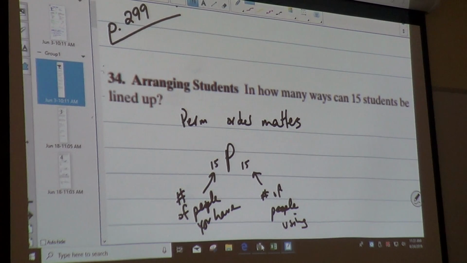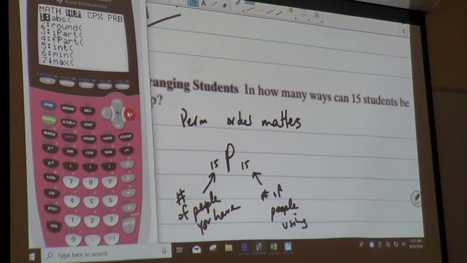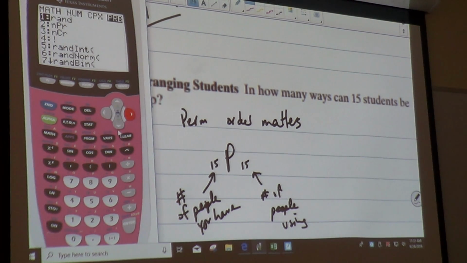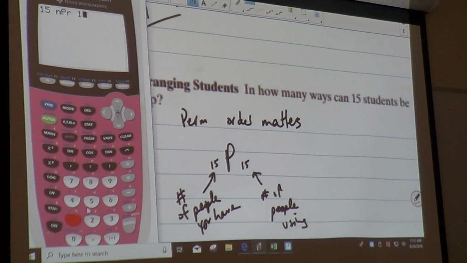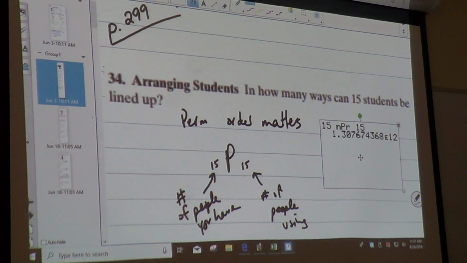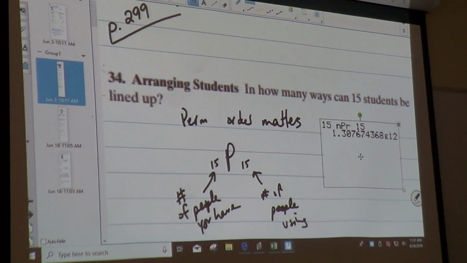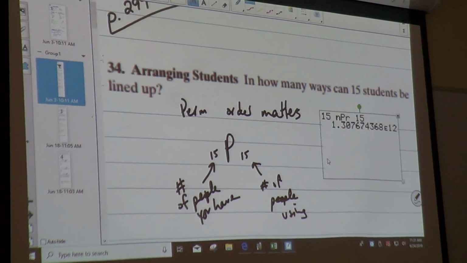So when we go to our calculator, we're going to put the 15 in first. Then we're going to do math over to probability and down to NPR. So 15 NPR 15. Now, y'all pay attention to what this means. What does that mean? It's an exponent. This is the same thing as 1.307 blah, blah, blah times 10 to the 12th.